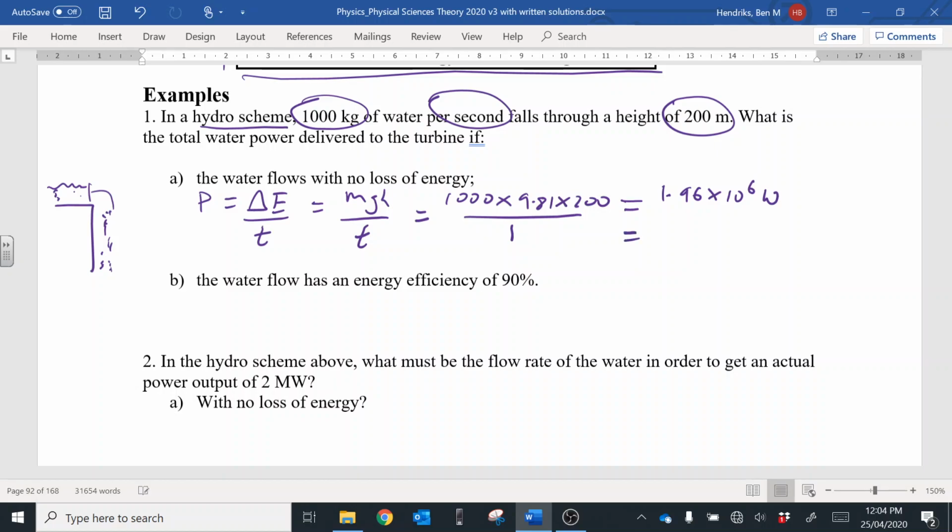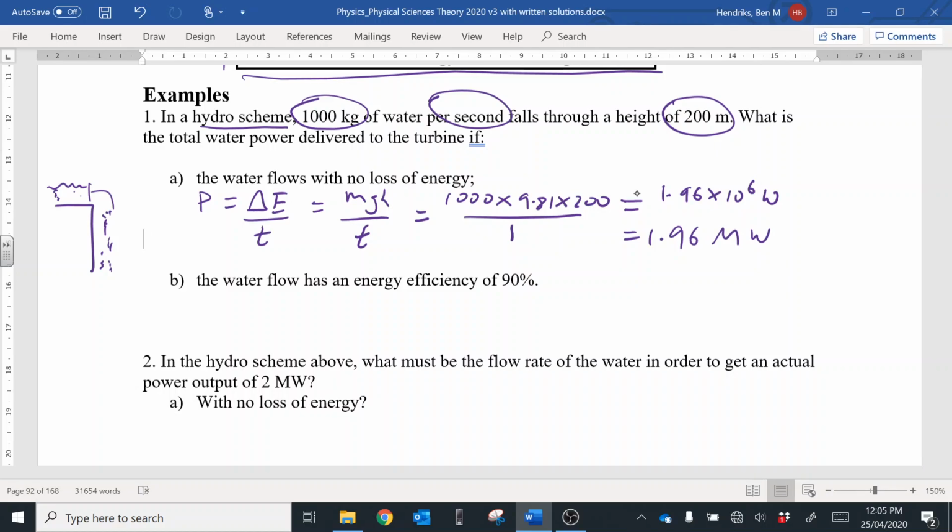And that is equal to, remembering our prefixes, 1.96 megawatts.